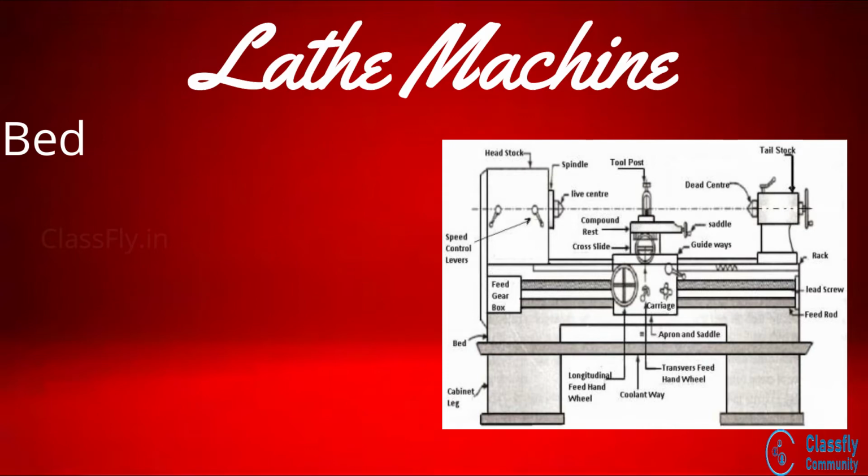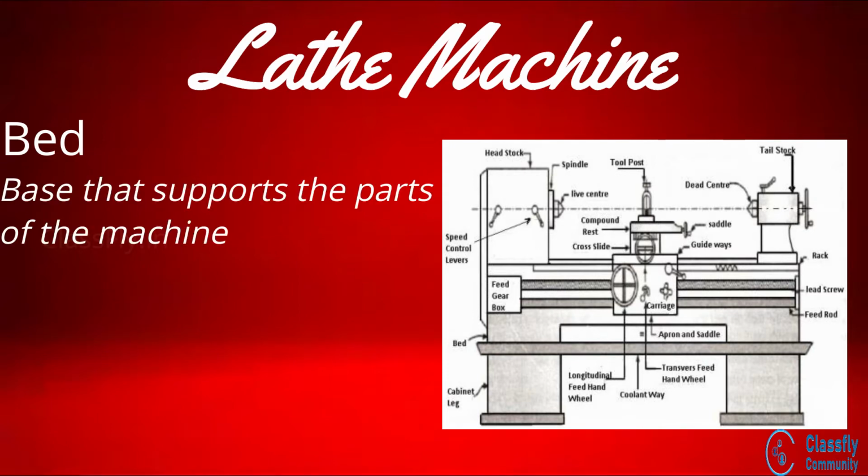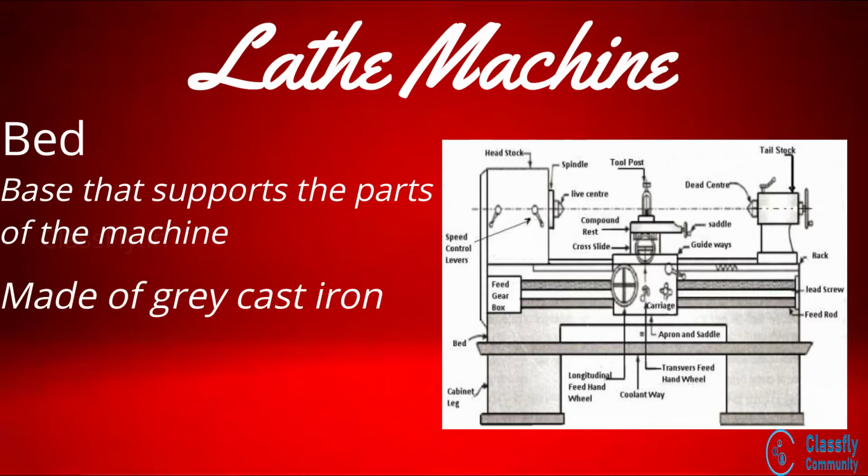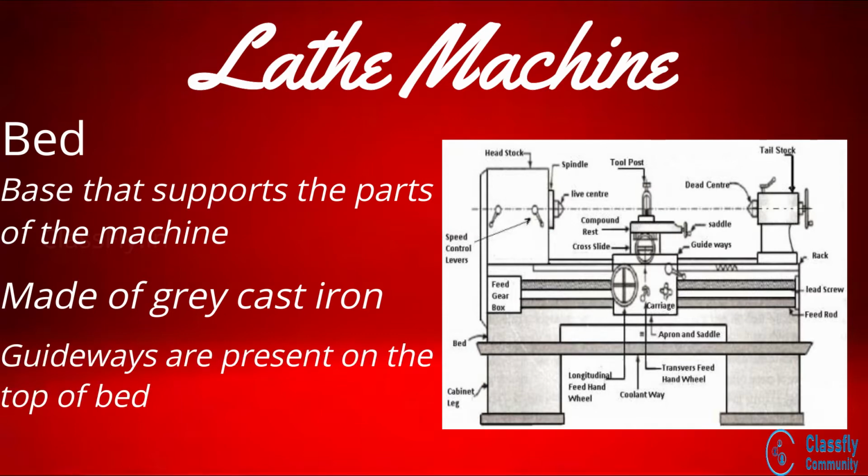Bed. Well, this is a rigid structure which forms the base to support all the other parts of the lathe machine. The bed is usually made of grey cast iron. At the top of the bed, there are guideways which guide the accurate movement of the carriage and the tailstock.